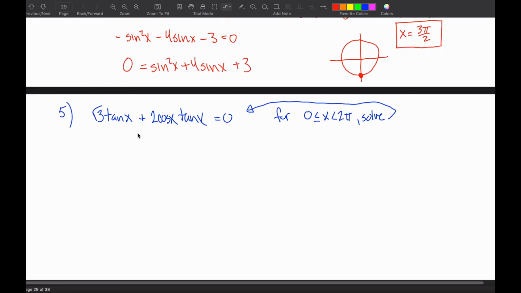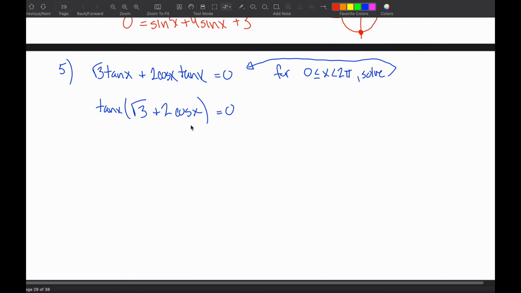I can factor this because each of these terms has something in common, a tangent of x. I can pull tangent of x out of this term, and I'm left with just the square root of 3. And I can pull tangent of x out of this term, and I'm left with just 2 times the cosine of x. This might not seem like a big improvement from what we started out with, but it is because it's something times something equals 0, which is a great place to be in math.